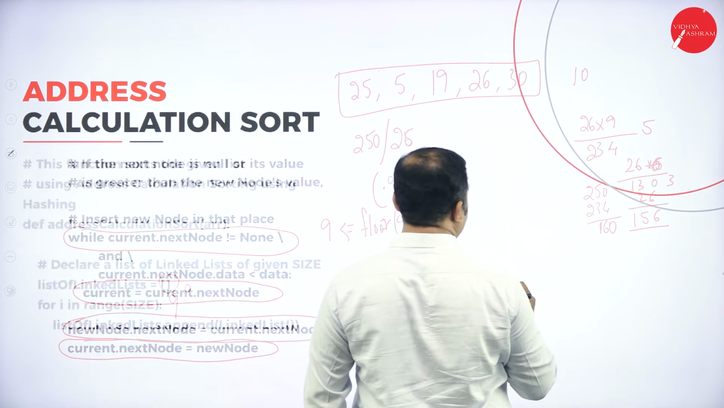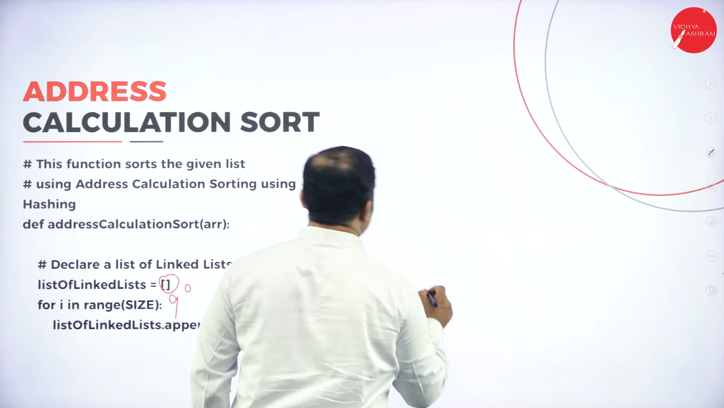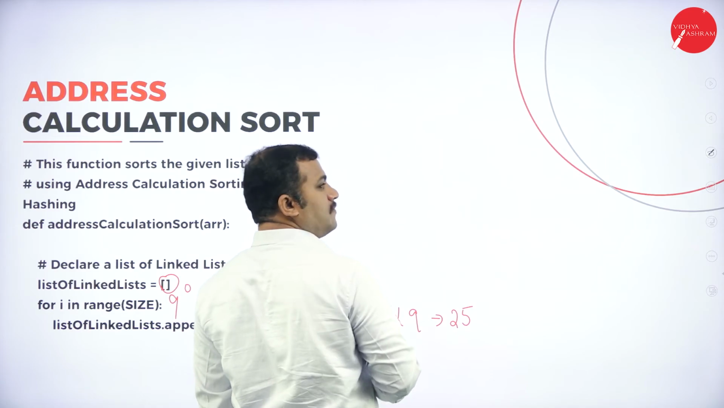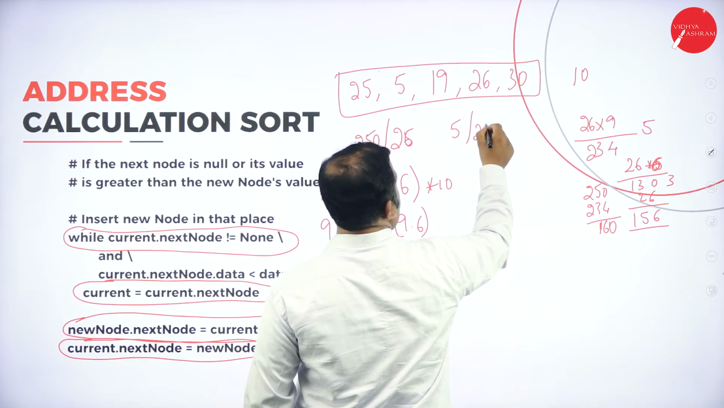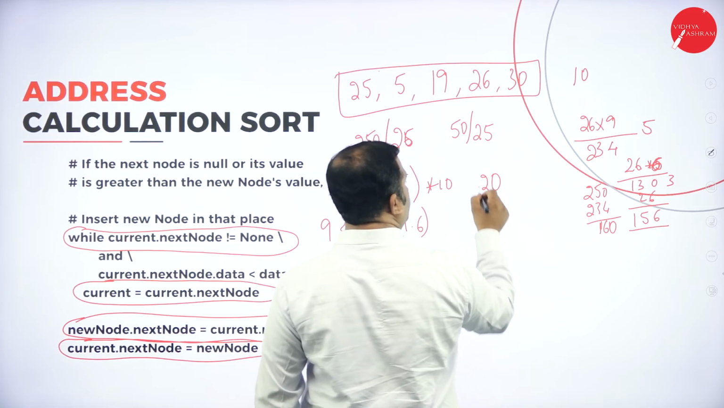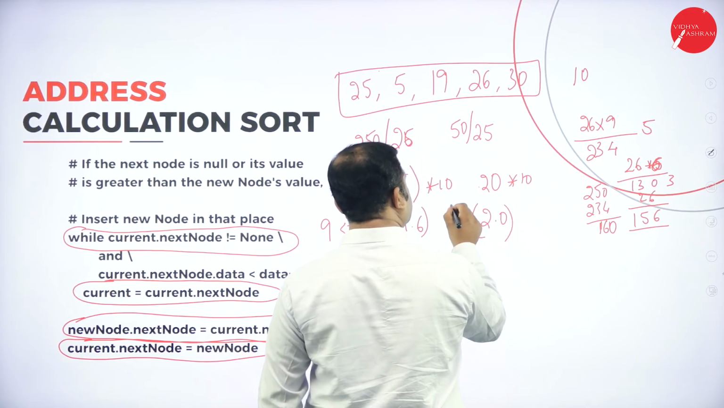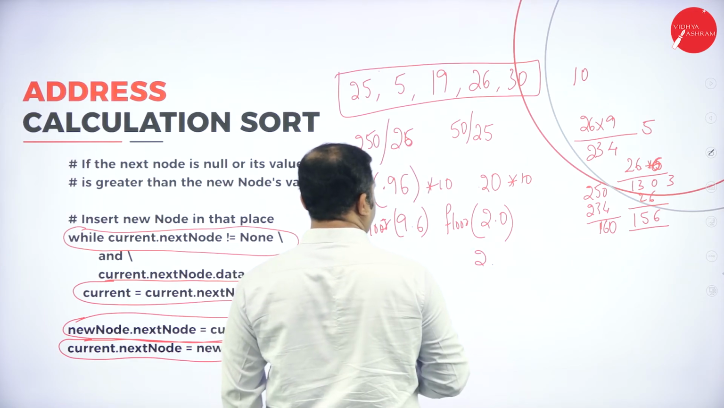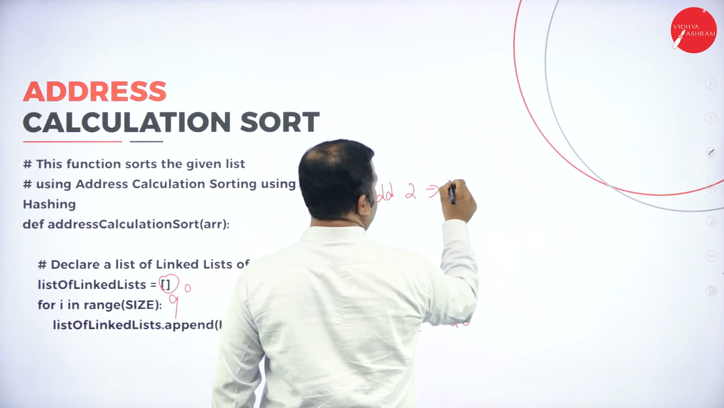So it has to be stored in which location? Address table 9. We have the value 25. 25 is to be stored in address location 9. So which is the next item I want to find out? 5. Then 5 divided by 25, that is 0.20. 0.20 into 10, that turns out to be the value 2.0. What is the floor of this? That is 2. In this case, we have address table 2. We have the value 5.